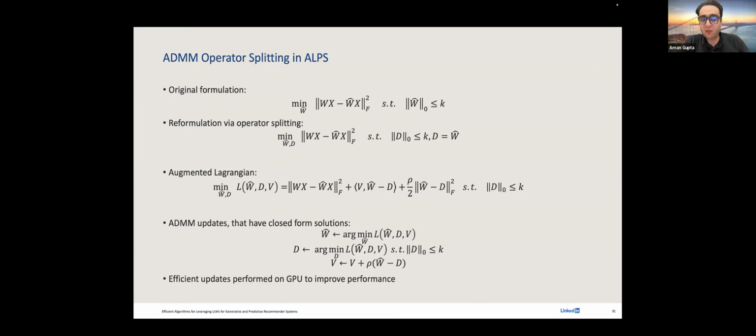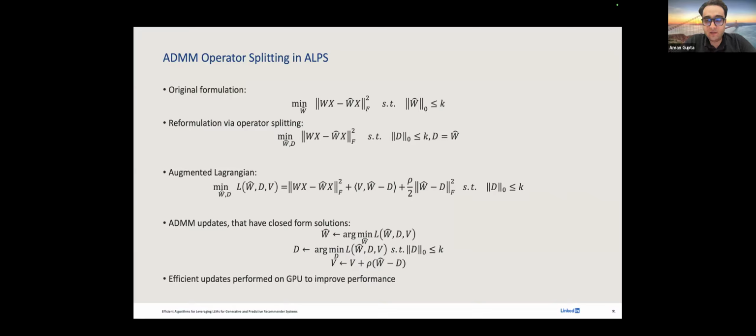So let us do a reformulation, in which we define an auxiliary variable, D here, and we minimize over W hat and D. The objective is the same, but now instead of W hat, we want D to be sparse. However, there should be some relationship between D and W hat. So we get a new constraint that says D and W hat are the same.